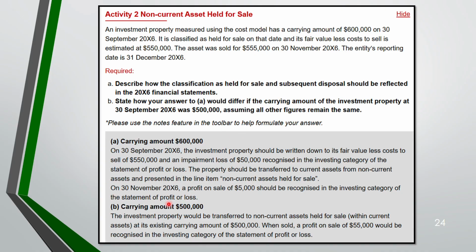Next, part B. Now the carrying amount is 500. So your carrying amount is less than your fair value less cost to sell, and your investment property would stay at its existing carrying amount of 500,000. Compare it with the amount that you have sold it for. Again you are selling it at a profit, but the profit is much higher now, 55,000. Again it will go in the investing category only. Your investment property would be transferred from non-current to current. So that's the only difference.